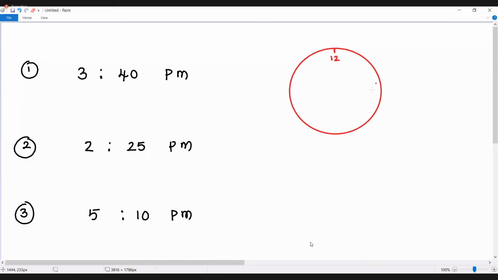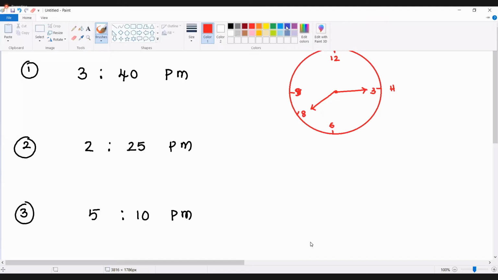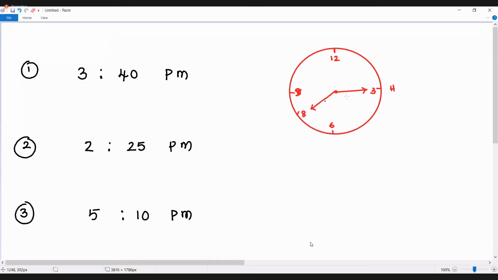So 3 o'clock 40 minutes means where will the hour hand be? The hour hand will be pointing towards 3. Where will the minute hand be? 40 minutes means it will be pointing towards 8. So this angle we have to find out. Observe 3 to 4, 4 to 5, 5 to 6, 6 to 7, 7 to 8. How many hours? 1, 2, 3, 4, 5. There is a 5 hour gap. 1 hour makes 30 degrees, so 5 hours make 5 into 30, that is 150 degrees.